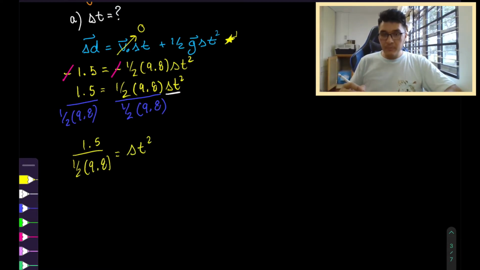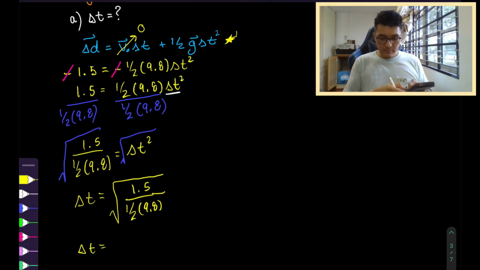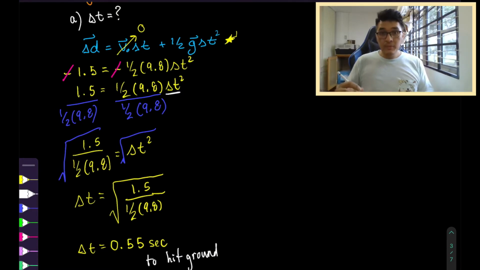And now for the last step, we have quadratic in time. In other words, delta t squared. To get delta t on its own, we take the square root on both sides. So this will give us that the change in time equals the square root of 1.5 divided by 1 over 2 times 9.8. So at this point, now we can plug it into our calculator. So this gives us the time interval for it to hit the ground is 0.55 seconds. So that was part A.